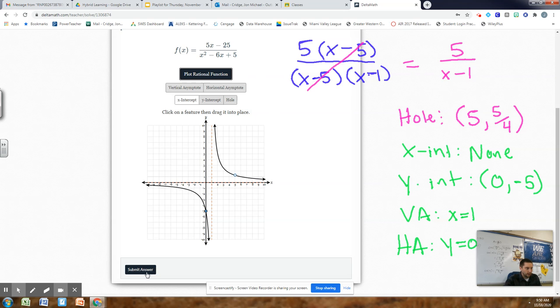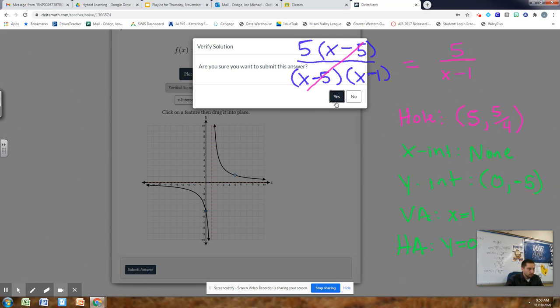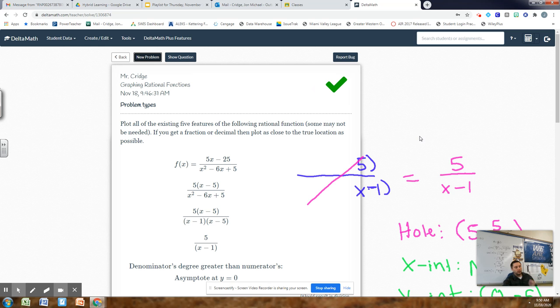I feel pretty good about that, so I'll go ahead and submit. And I got it right. So that's the plan here. That's our strategy. I just wanted to do one just so you can get a feel for it.